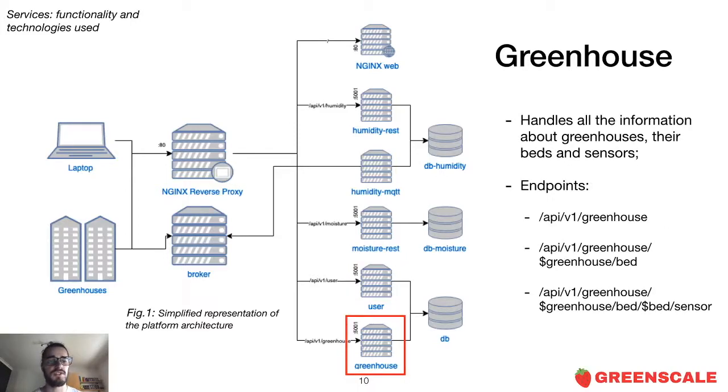The Greenhouse service provides an API to the greenhouse database through REST services. It handles all the information about greenhouses, their beds and sensors.